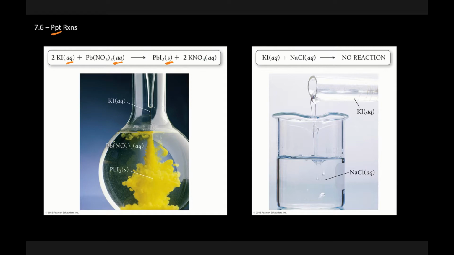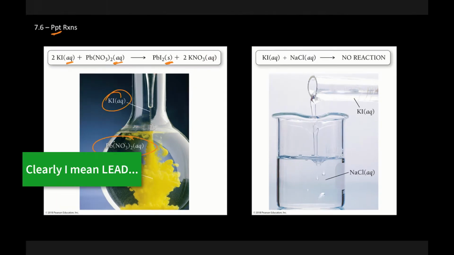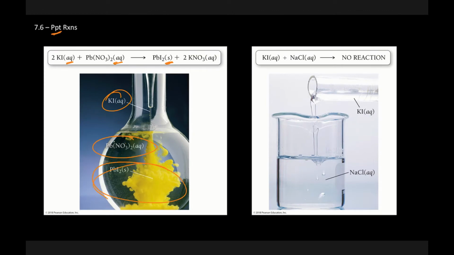So here, if we take aqueous potassium iodide and mix it with some aqueous lead nitrate, what ends up happening is we form some solid lead iodide, right? We do also have this other product, potassium nitrate, which is aqueous.